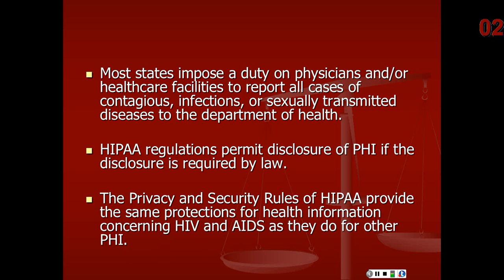Now, the privacy and security rules of HIPAA provide the same protections for health information concerning HIV and AIDS as they do for any other protected health information. It just so happens that these would fall into the category of contagious diseases or sexually transmitted diseases that have to be reported, but in all other instances, they still have the same protection as any other record with any other diagnoses.